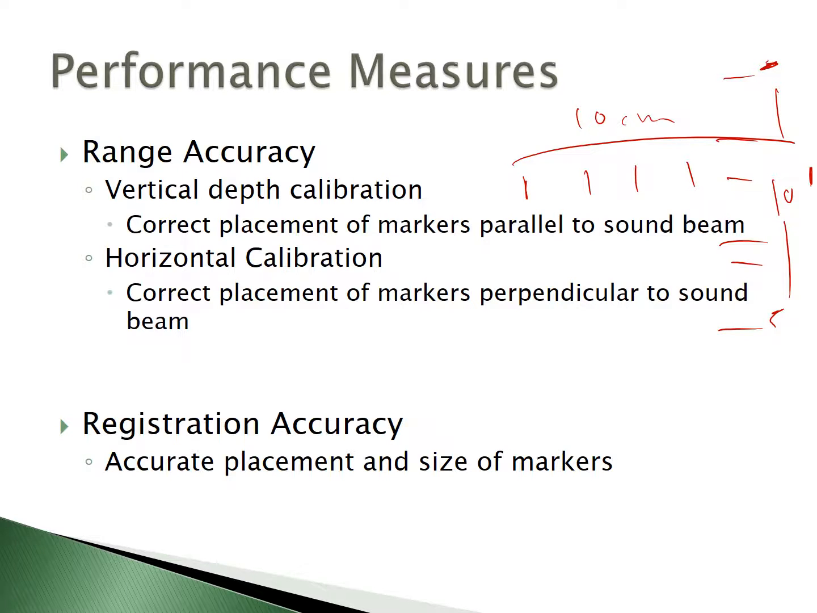Similar to this is registration accuracy, and again this is going to be accurate placement and size of the markers. So again, we're going to see these markers going down. We want to know that each of these are 2 centimeters apart. If at any point they are not 2 centimeters apart, then we're not registering the pins at the accurate level. And again, we would need to recalibrate our machine.